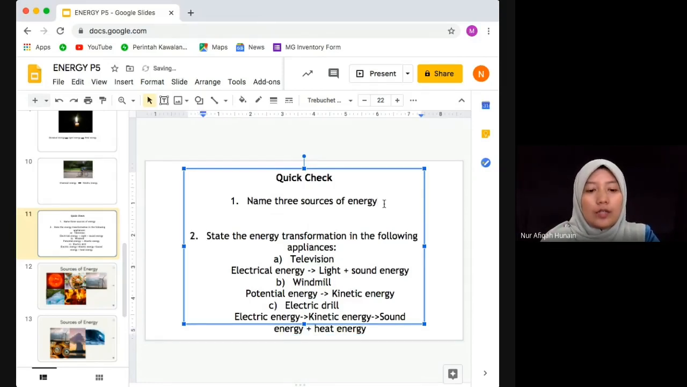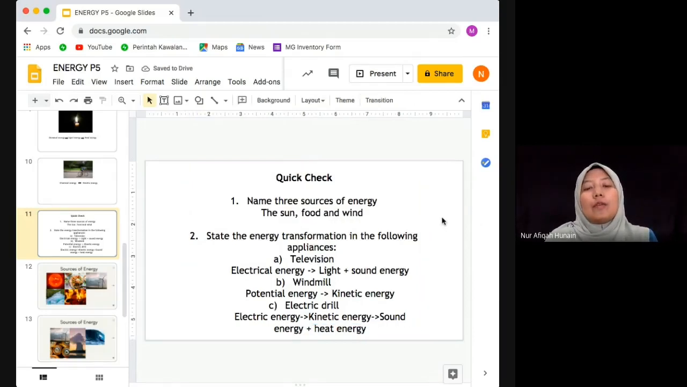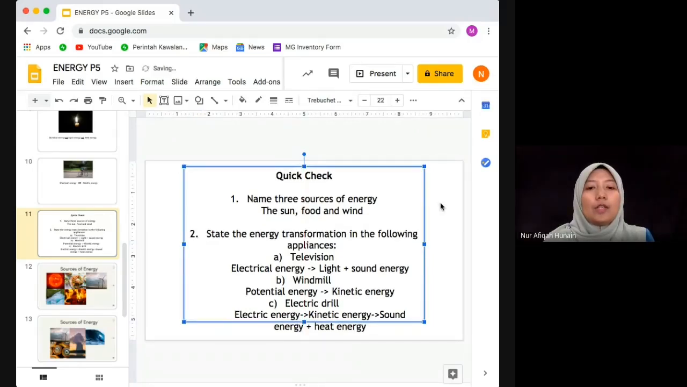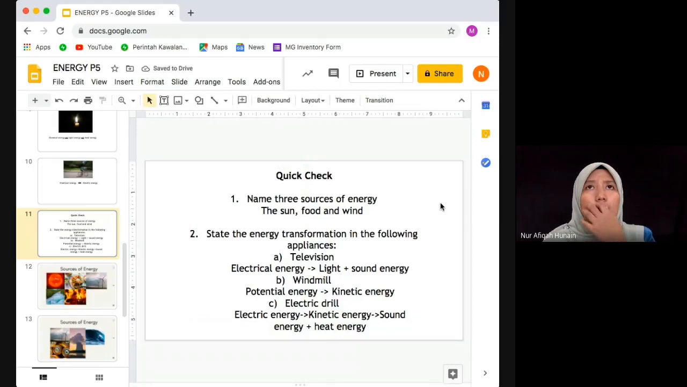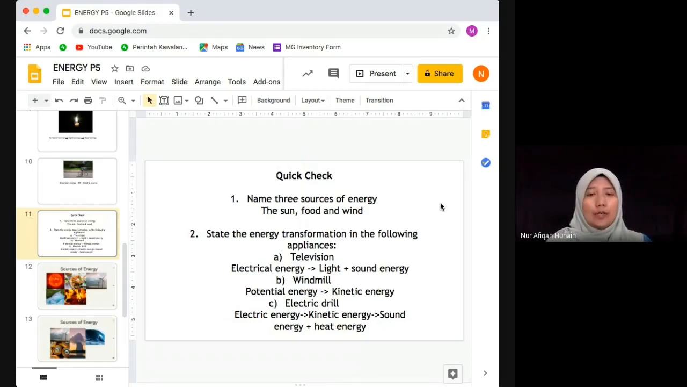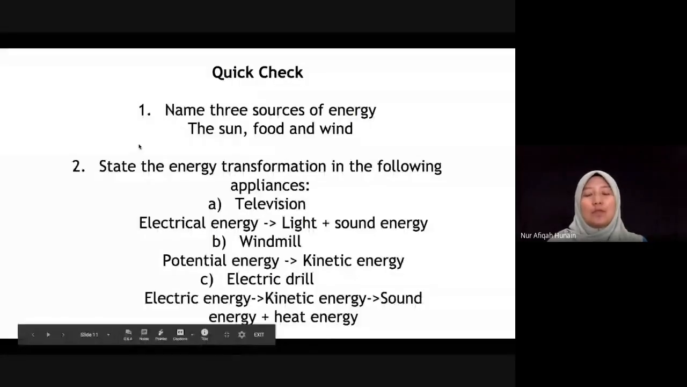Okay, the sources of energy: you say from the sun, from food, and wind. You can say as well from water, from nuclear, from biomass. Fossil fuel, battery. From fossil fuel, we call it what? Fossil fuel: coal, natural gas. They have one category, the sources of energy. Alright, understand?